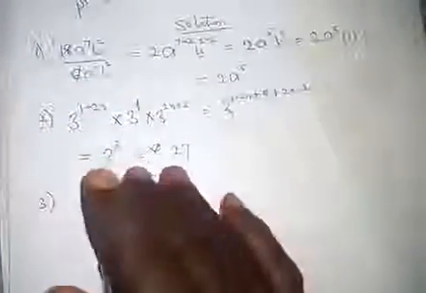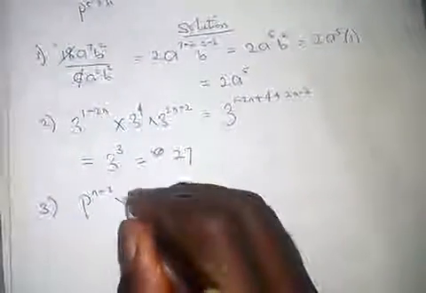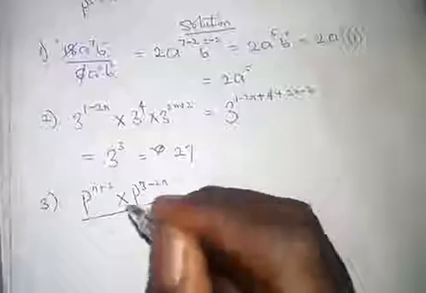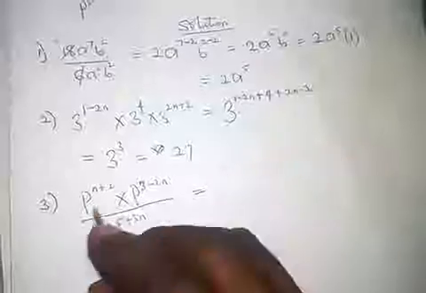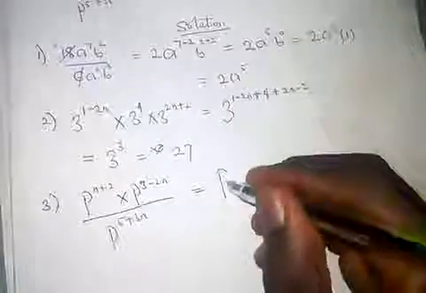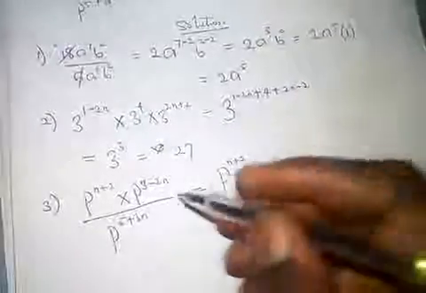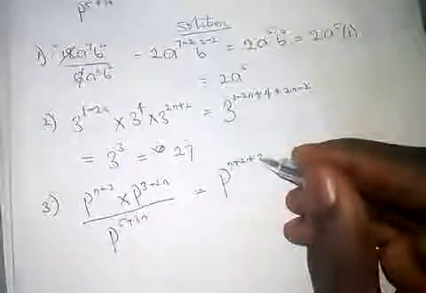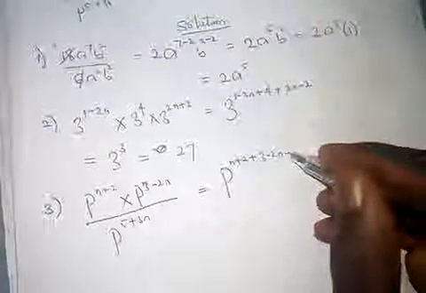Number 3. p^(n+2) times p^(3-2n) all over p^(5+3n) is equal to p. p is common. Just pick 1. Then begin to write the up one. Here is times. Times means plus. Then write the next one. Here is divide. So divide means minus.